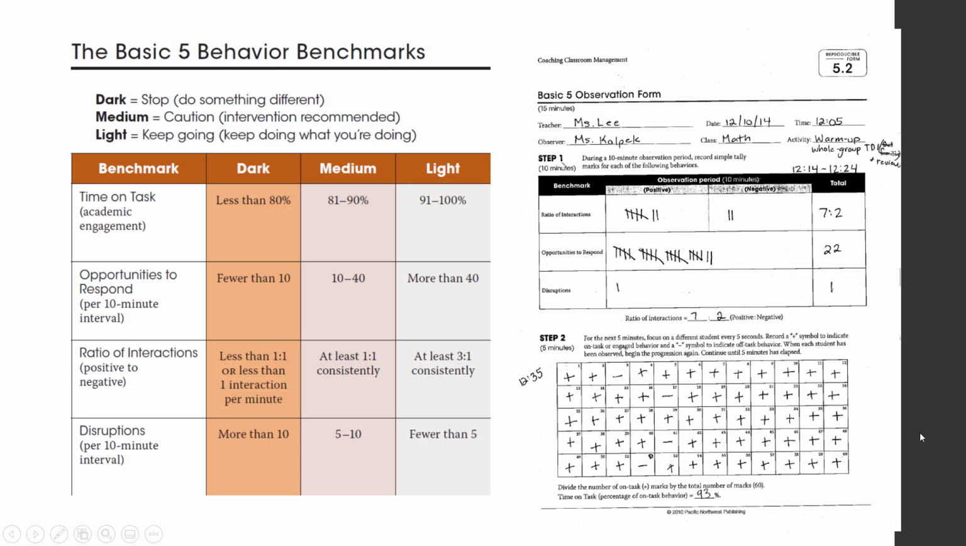So you guys might want to look up the Basic 5. Think about all these different things with engagement, the ratio of interactions, those positive relationships between you and your students, the problem behavior, and the time on task. So this encompasses some ways to measure how much the kids are engaged, how much they're responding, your interactions with them, and how many problem behaviors they have during your lesson. And it gives you some benchmarks to measure, okay, do I really need work? Am I doing great? And things like that.